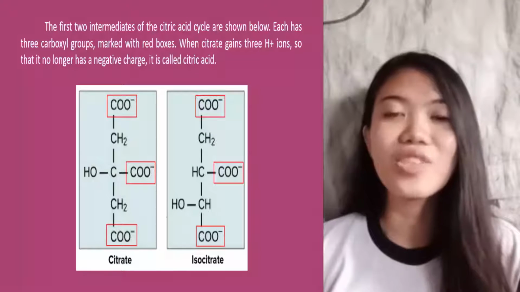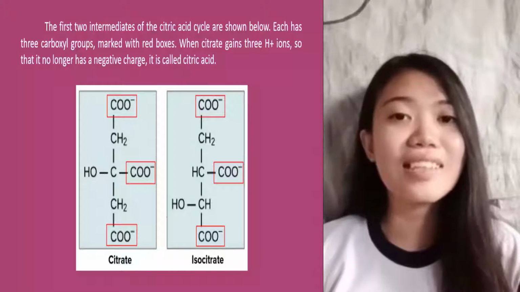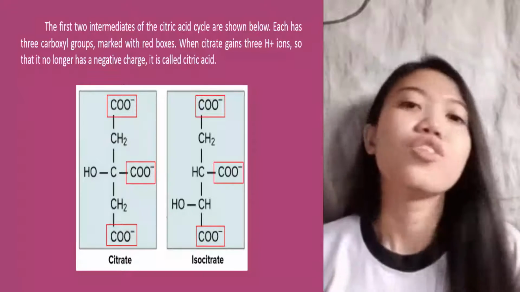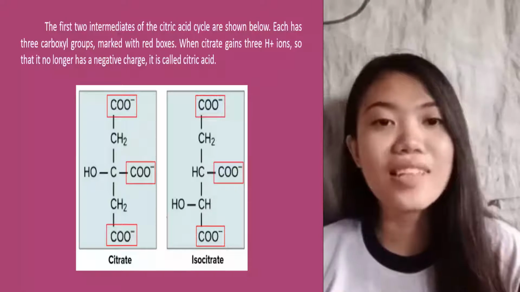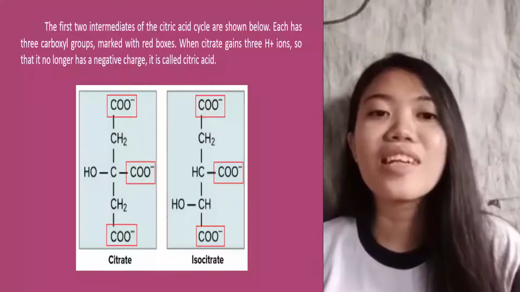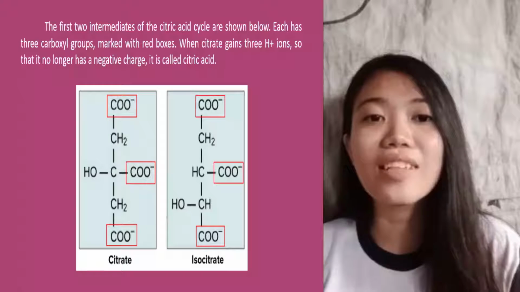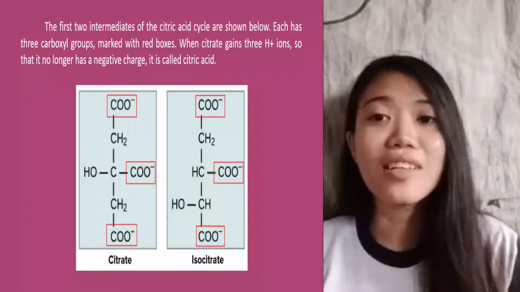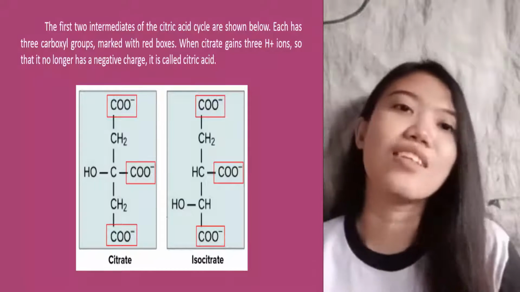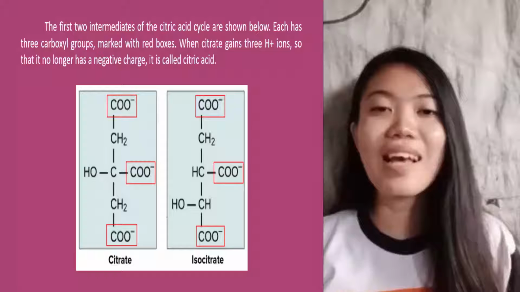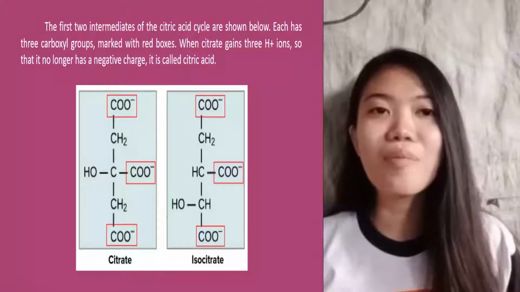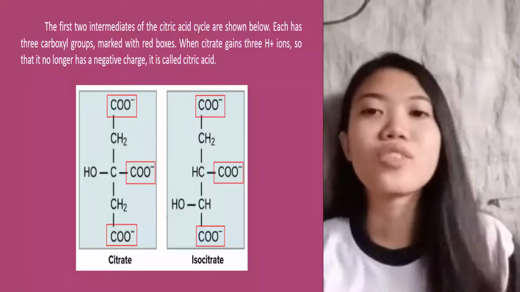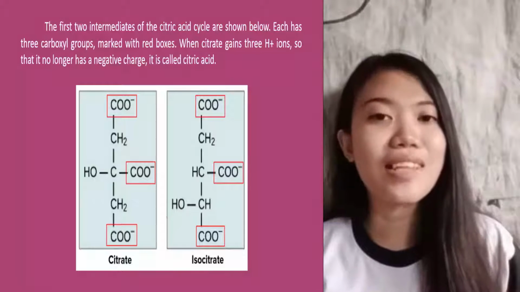For the next slide, as you can see in the picture, the molecules citrate and isocitrate are the first two intermediates of the citric acid cycle. So why is citrate converted into isocitrate? Because the tertiary hydroxyl group is not properly located in the citrate molecule for the oxidative decarboxylation in the process. So citrate is converted into isocitrate by the enzyme aconitase. This is accomplished by the removal and addition of water to yield an isomer. This process will be further discussed by the next reporter.